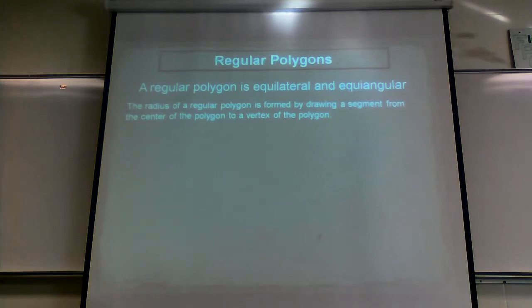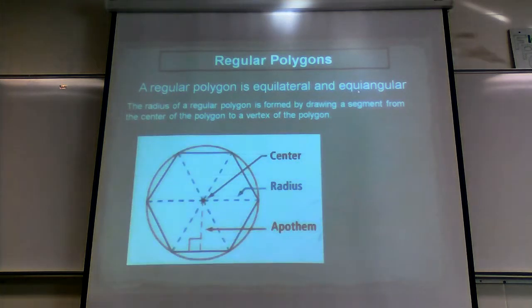Now, the radius, as you saw it drawn, goes from the center of the polygon to the vertex. The way you form the center of a regular polygon is you take a circle and circumscribe that circle around the polygon, and wherever the center of that circle is, that's where the center of the polygon is. Everything we call a radius in a regular polygon is essentially the radius of that circumscribed circle.